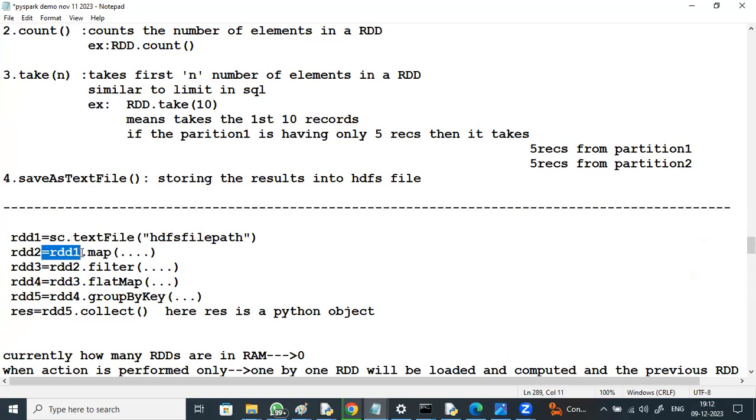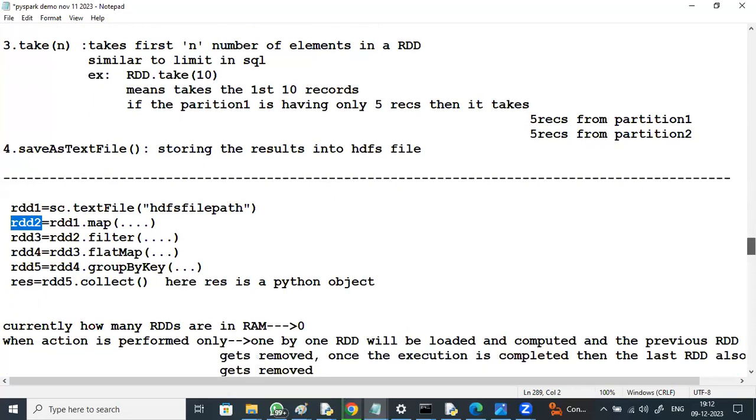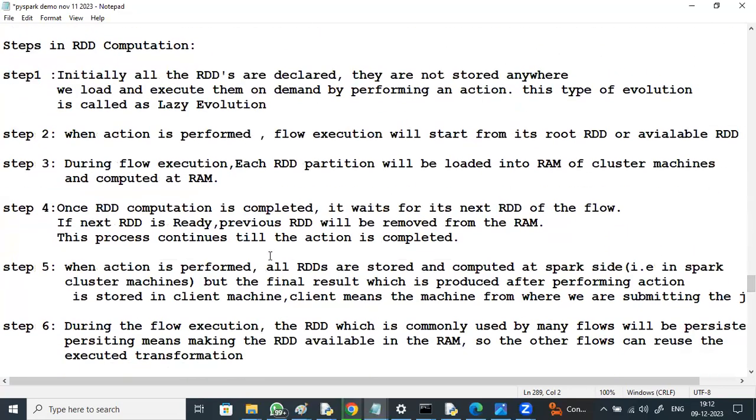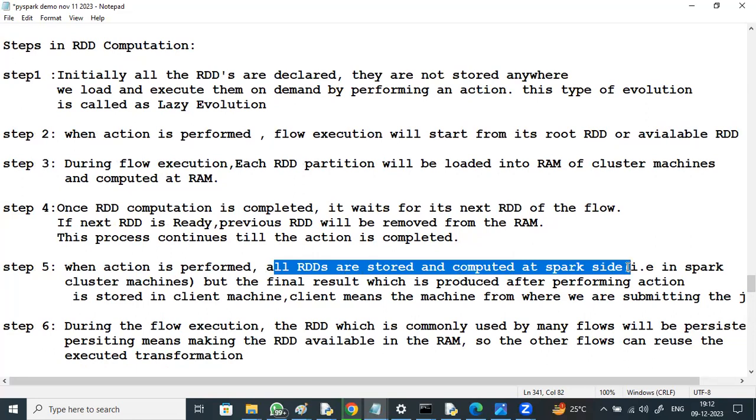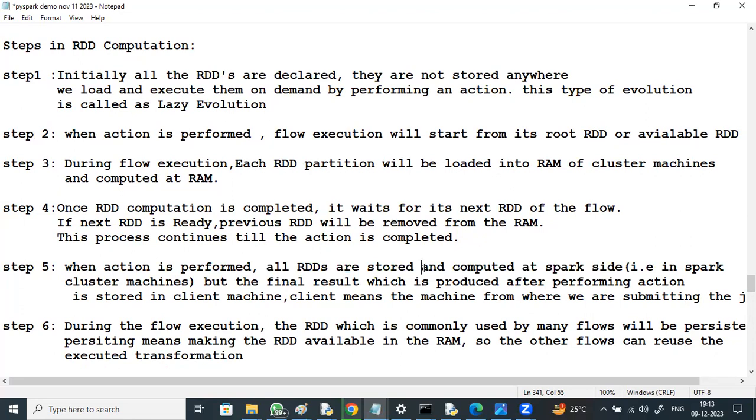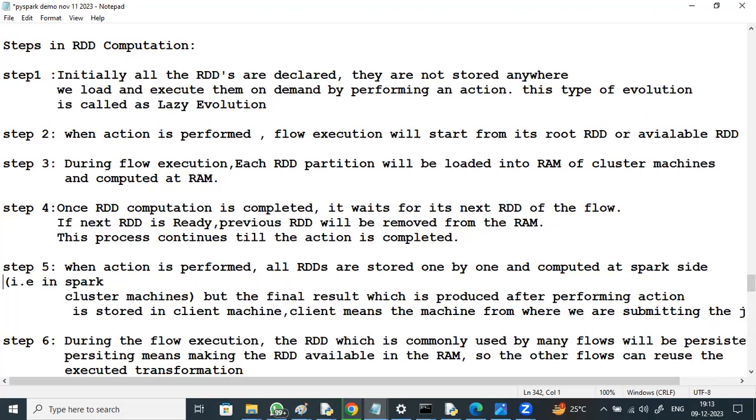That output is taken and you perform some transformation. After that, you get RDD2. RDD by RDD will be loaded and computed, I'm saying. Once an action is performed, all RDDs are stored and computed at the Spark side, that is, in the Spark cluster machines.